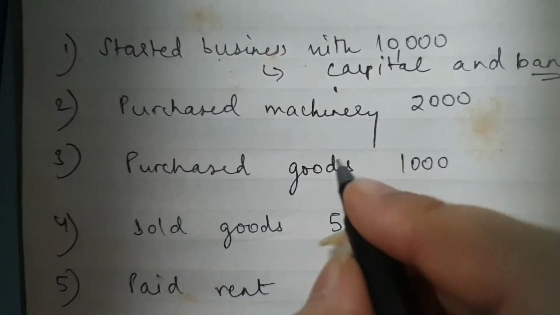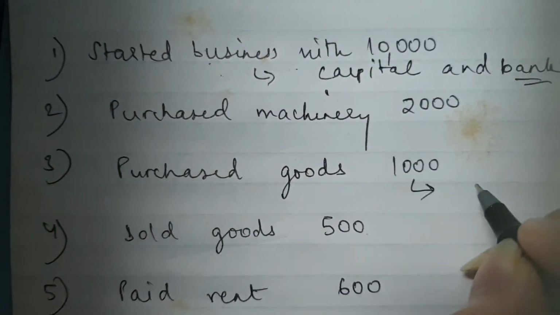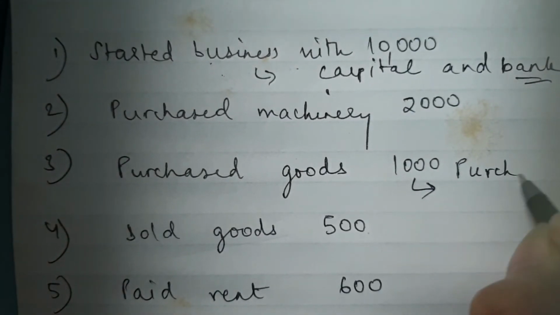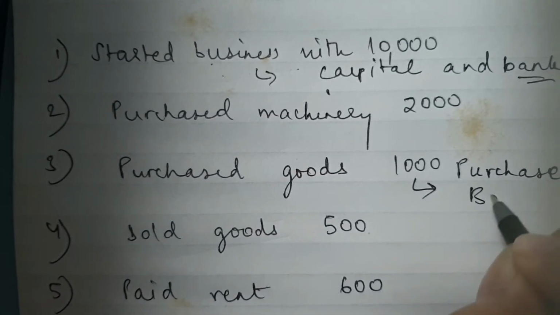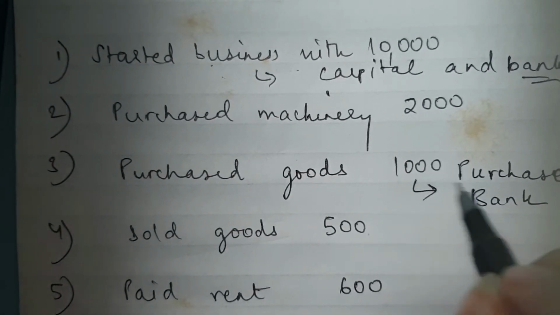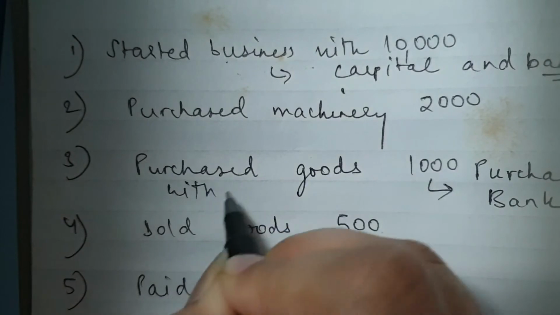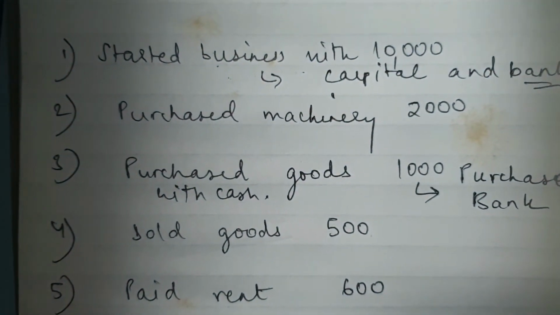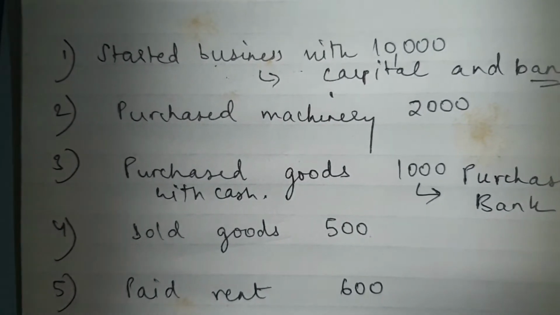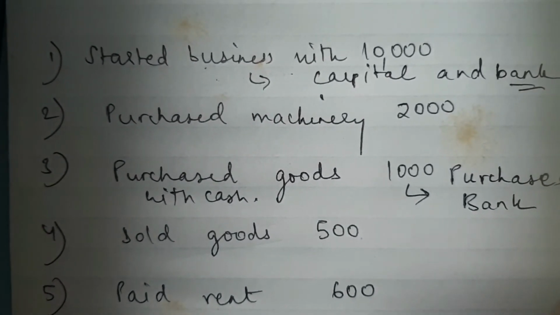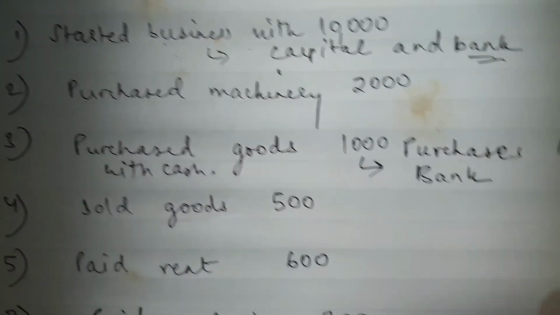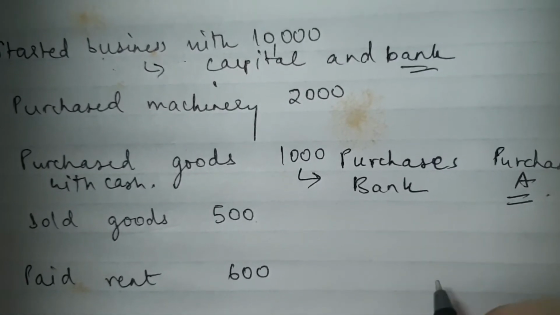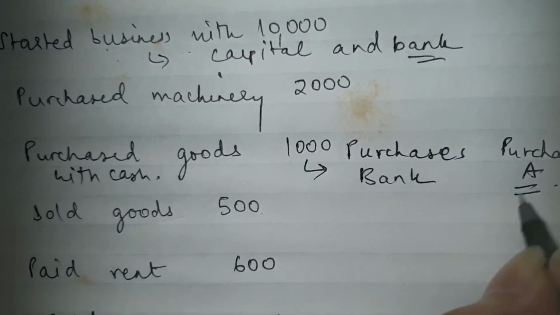The third entry is purchase goods. Now like I said, there is no goods account in accountancy. So this will be purchases and bank, because you're assuming that you purchase goods with cash. So I will just add "with cash" over here. Now there can also be goods purchased on credit. In that case, the accounts involved will be purchases and A, assuming you're purchasing goods from somebody called Mr.